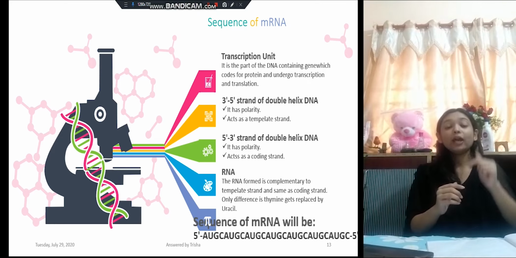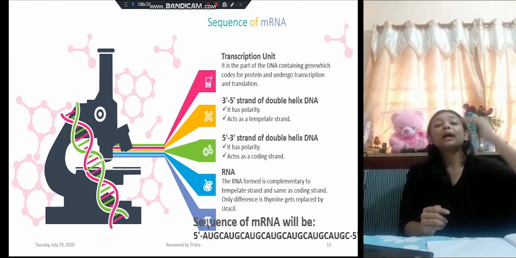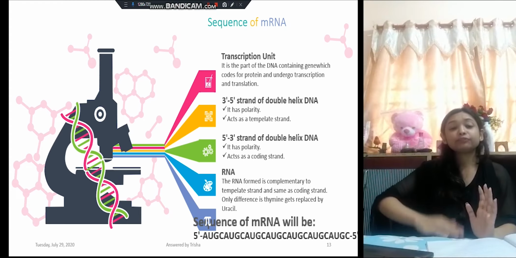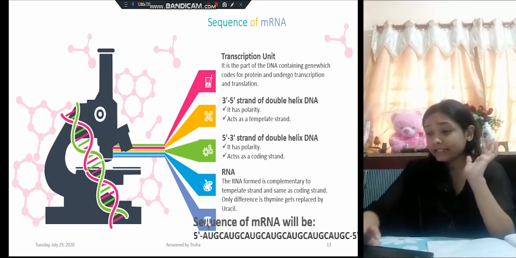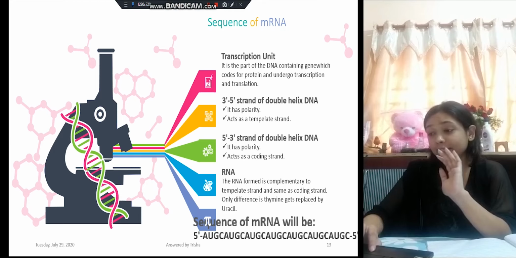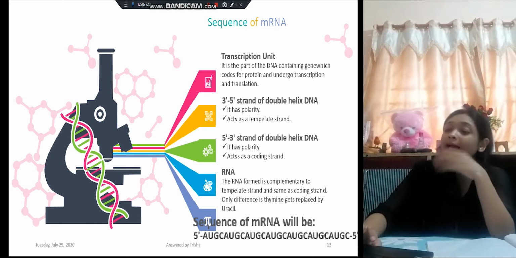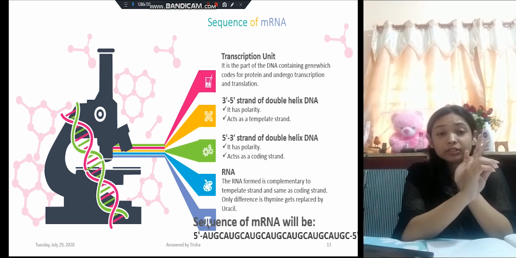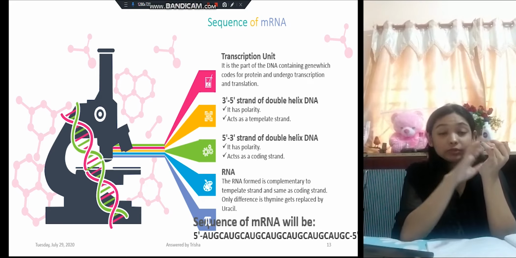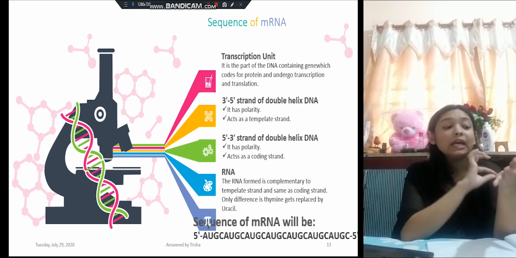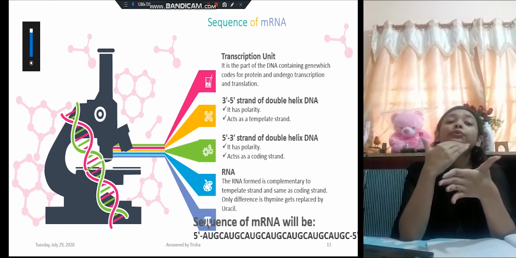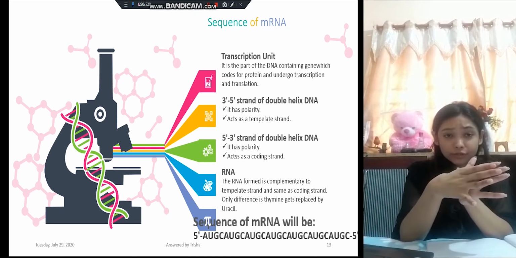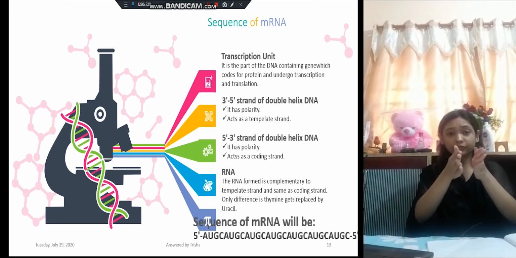Only the strand of DNA which has polarity from 3' to 5' takes part in transcription, and the other strand, which has polarity from 5' to 3', is known as the coding strand and does not take part in the transcription. One more thing: on transcription, the RNA formed will be complementary to the template strand. And we also know that the coding strand is complementary to the template strand, because they are the two strands of DNA, both complementary to each other.